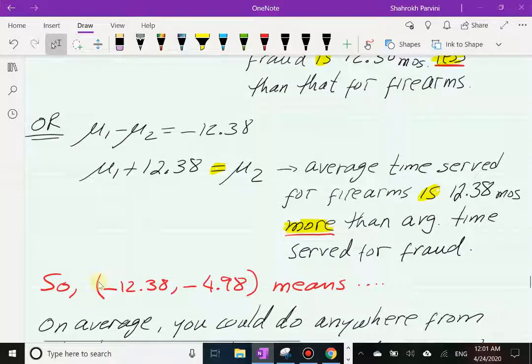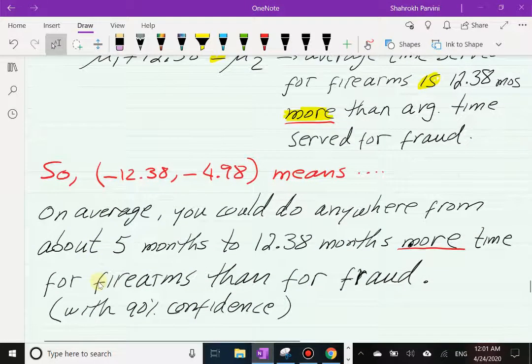And I did that just so I can write this statement. So what does the negative confidence interval mean in this case? It means on average, you could do anywhere from about 5 months to 12.38 months more time for firearms than for fraud. And we make that statement with 90% confidence.